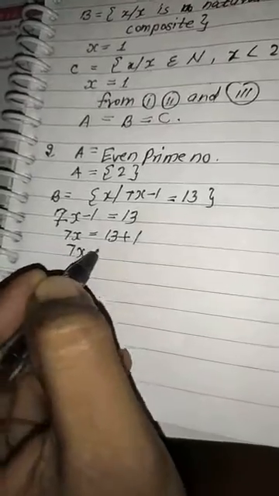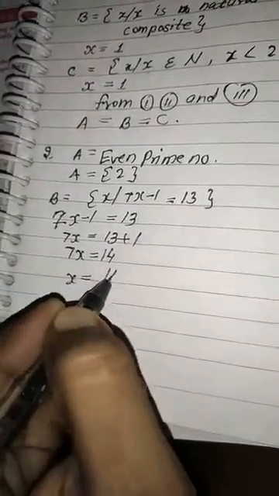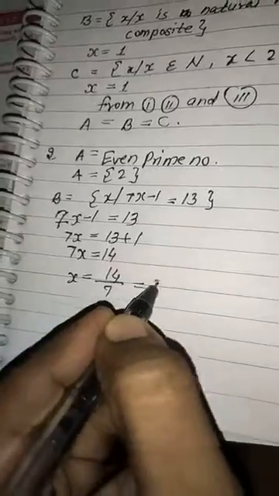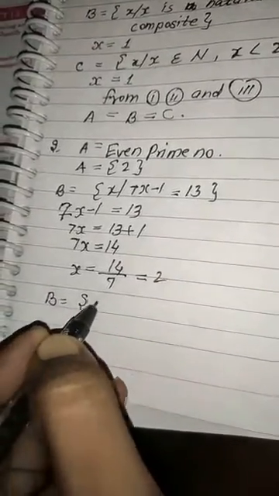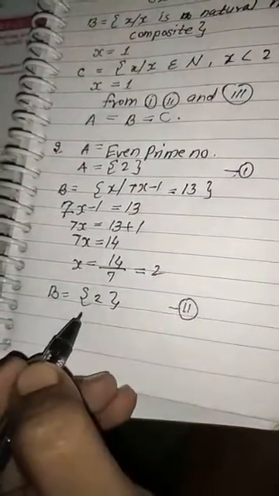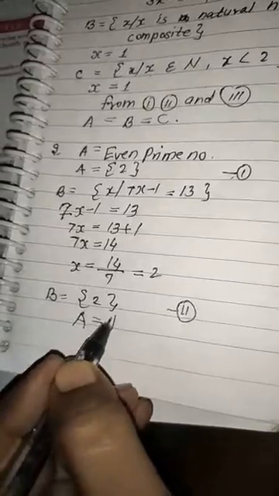Now see the second sum. x is what? Even prime number. Even prime number means A is equal to what? 2. Even prime number means only one number, that is 2. B is equal to this one, 7x minus 1 is equal to 13, or 7x is equal to 13 plus 1, or 7x is equal to 14, x is equal to 14 upon 7. That is equal to 2. So B is equal to what? Here 2. You can say this one is equation 1, this is equation 2. So what do we say? Set A is equal to set B.